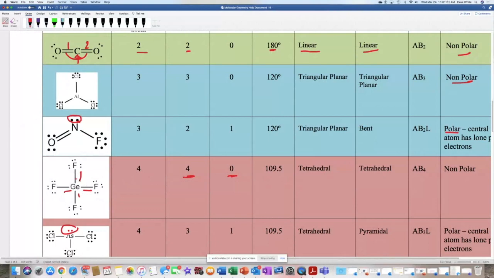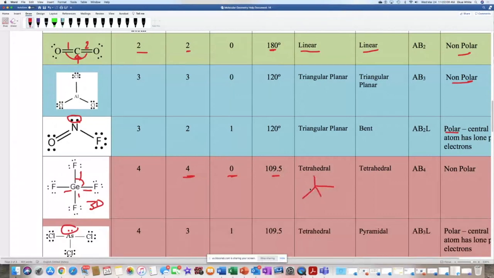So what will be the bond angle between these bonds? Not 90, as given to you. The bond angle here will be 109.5, and this will have a tetrahedral arrangement that looks more like this.